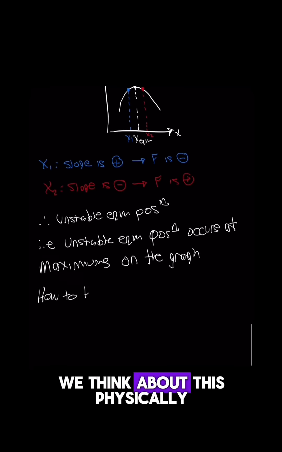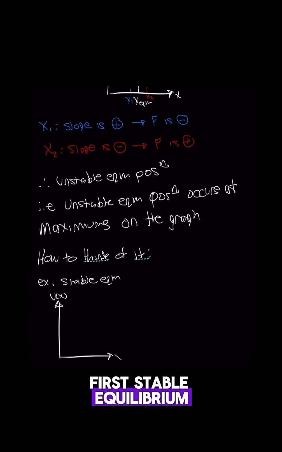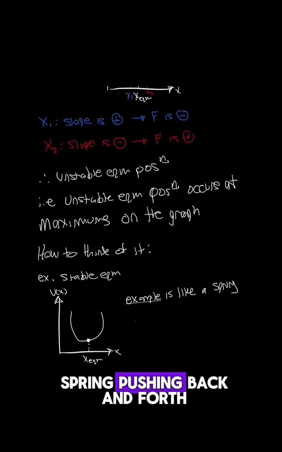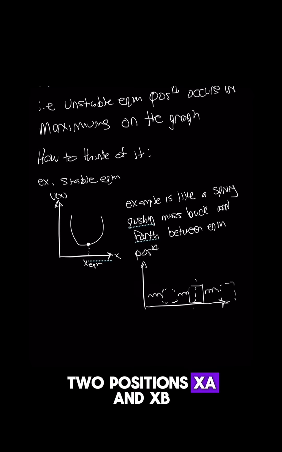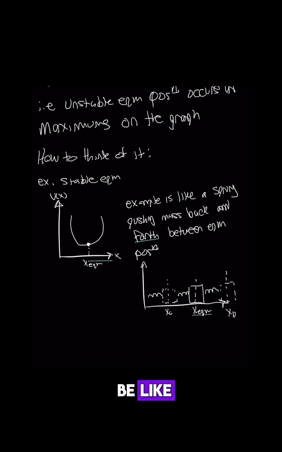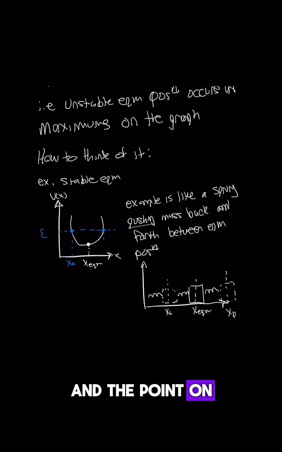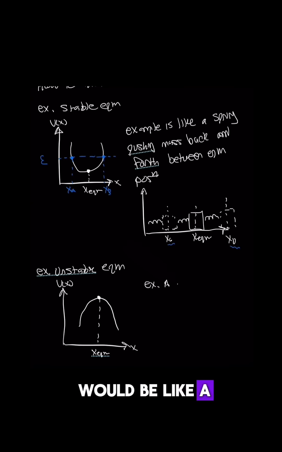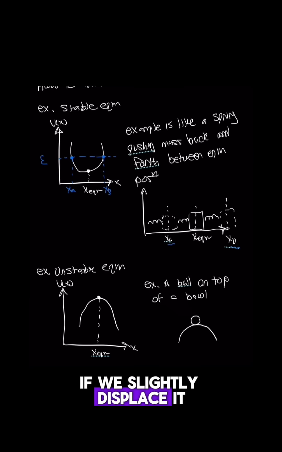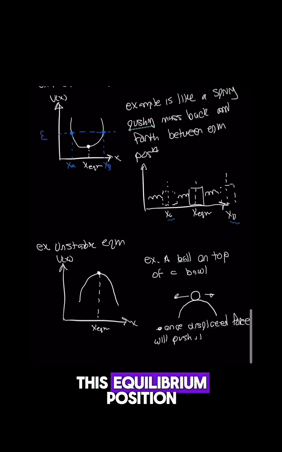And so how can we think about this physically? For a stable equilibrium, an example in real life is like a spring pushing back and forth around the equilibrium position. It's going to oscillate between these two positions, xa and xb. Take the energy to be like so. We can draw a line through the graph. The point on the left side is going to correlate to xa, and the point on the right side is going to correlate to xb. Then for unstable equilibrium, a real life example would be like a ball on top of a bowl. If we slightly displace it, the force is going to push it away from this equilibrium position.